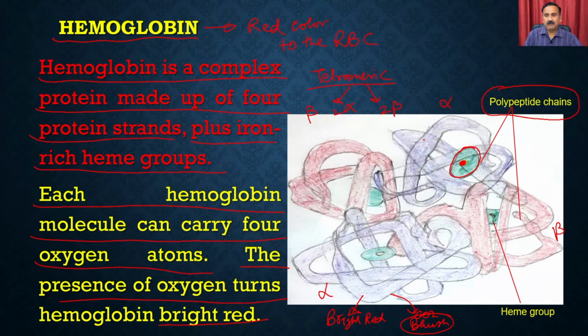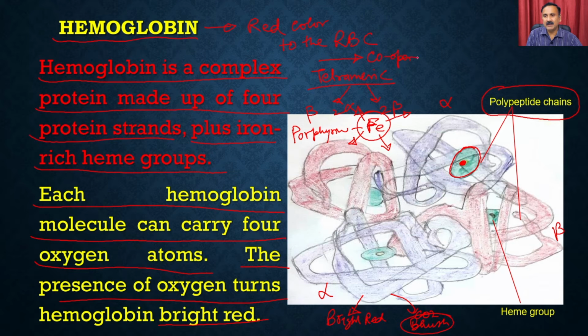Apart from that, the four subunits are responsible for binding the oxygen or the carbon dioxide because they have the heme bound, and heme is a porphyrin structure which has iron in it. It has the iron in the center, and this iron can bind four oxygen molecules at the same time. And hemoglobin also shows another property called cooperativity.